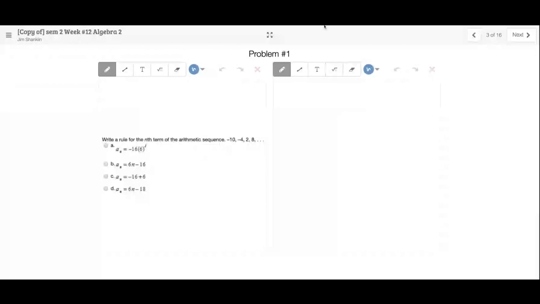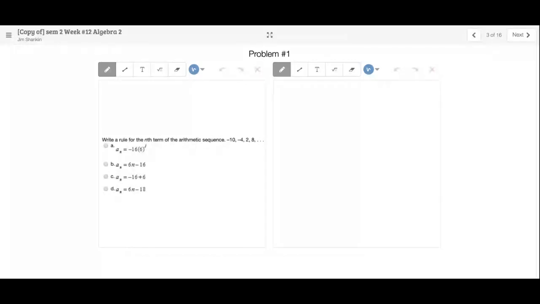All right, first problem. Now you're gonna find some of these problems are super simple. It says, write a rule for the nth term of the arithmetic sequence. Which ones could it not be right off the bat? Tell me two answers up there that really could not even be answers to this problem. A, because there's an exponent, that's not an arithmetic sequence. And C, it doesn't even have an n value in it. It's just negative 16 plus C plus 6. So A and C are gone. So there's only really two terms that I have to check.